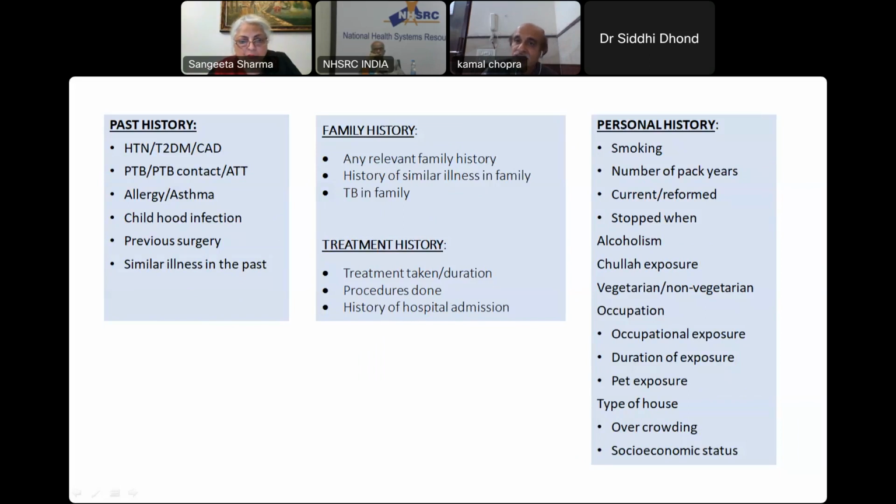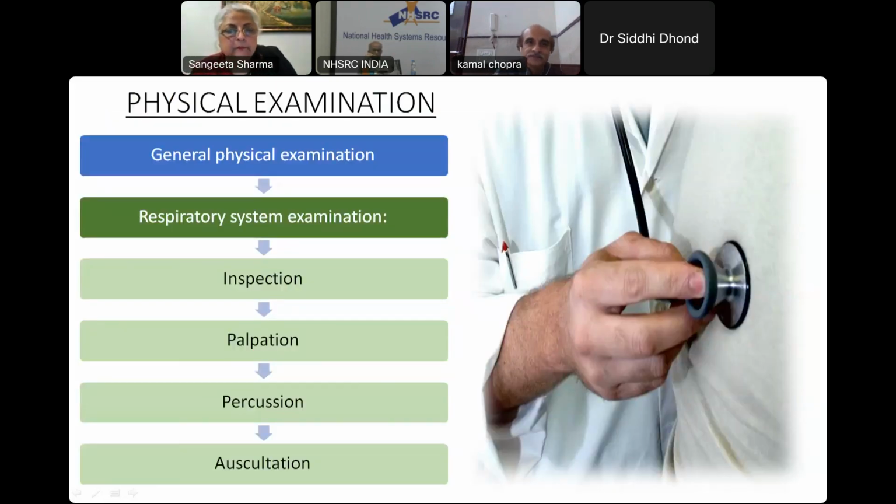In personal history, smoking: how much the patient was smoking, whether a current smoker or in the past. Alcoholism. Chulha exposure is very important, especially in villages in females. Occupational exposure in industries, construction sites, or exposure to pets, which can lead to hypersensitivity pneumonitis. Type of house, that is socioeconomic status, is very important because in many areas where persons are living in slum areas or closed houses, there can be cross infection from one to another.